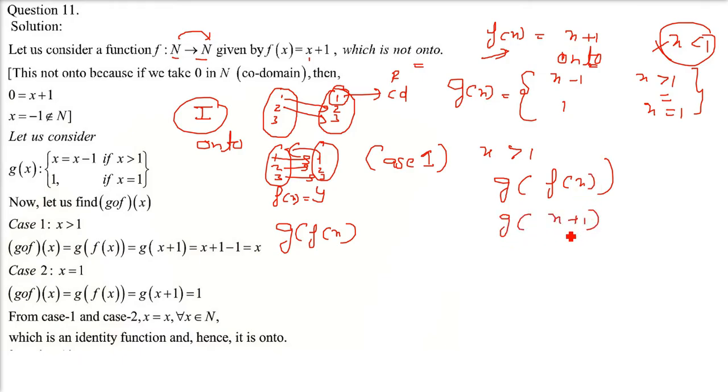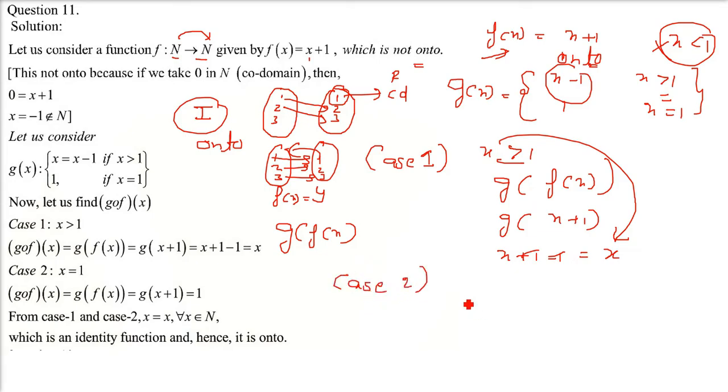Now, because fx is x plus 1, when we put it in g, we have to put x plus 1 in place of x in x minus 1. So when 1 gets cancelled, you get x. So when we put x, you got x. That gx is actually x. For x, we have made this.